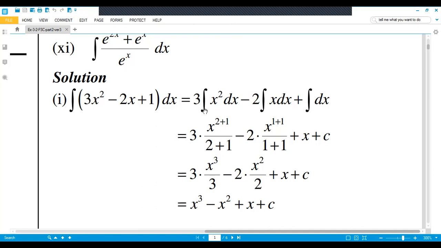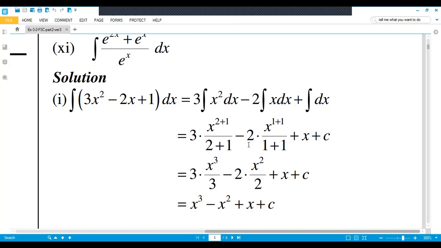Now integration is the inverse process of derivation. In derivation, you subtract from the power. In integration, you add to the power. So in the power, you add 1. So 2 plus 1, and the same power you will divide by. That is the method of integration.